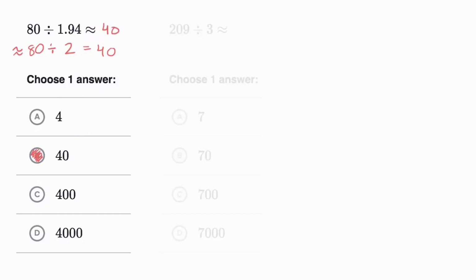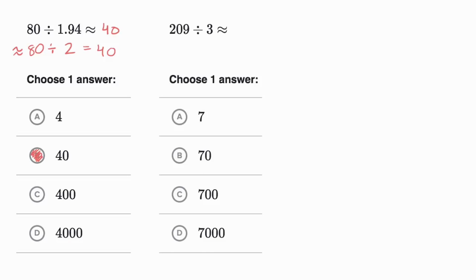Let's do another one. So pause this video and see if you can figure out the approximation. What is 209 divided by 3 roughly equal to? So once again, here we don't have any clear decimals. If we were to divide it out, we would get a decimal answer for our quotient. But what we could do is, is 209 close to a multiple of 3 that we might recognize?